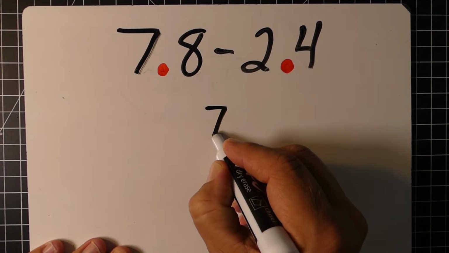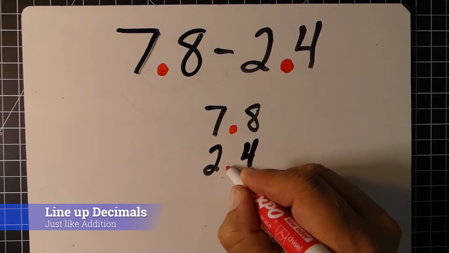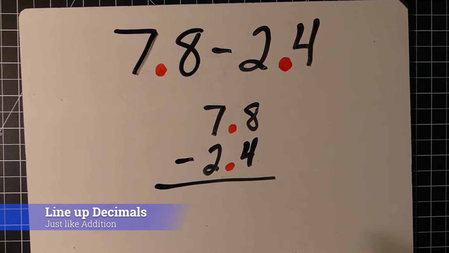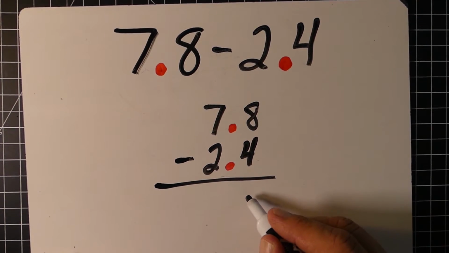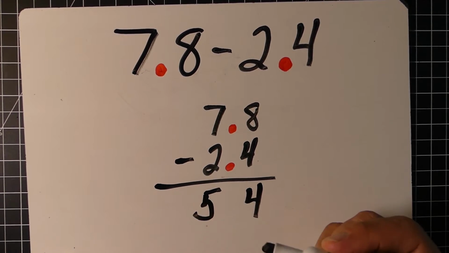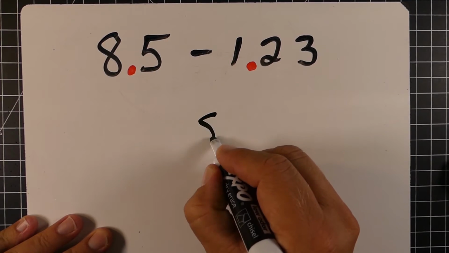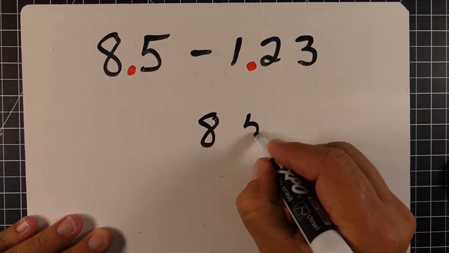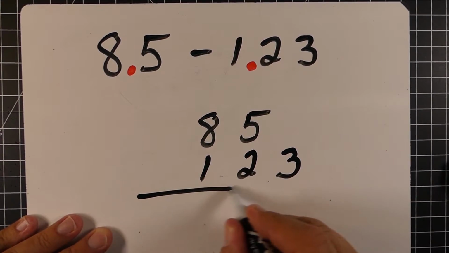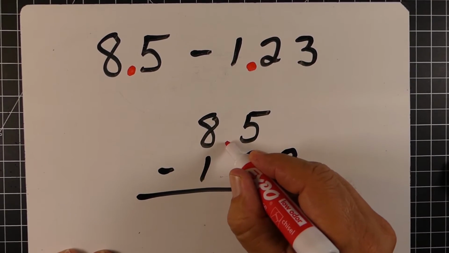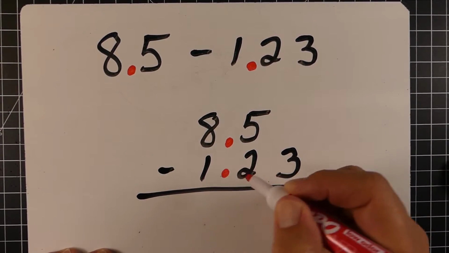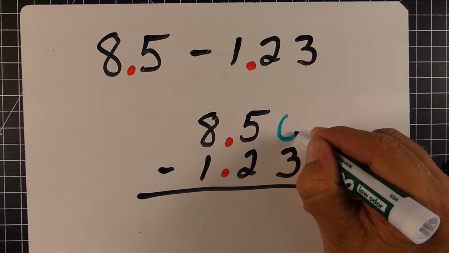Now, subtracting decimals, it's the same thing. Line up those decimals. Once you get them lined up, just subtract and bring the numbers straight down. Now, we get to the next one, it's the same thing. So even though we have a different amount here, we're still lining up the decimals. Now, this is going to bring us to one of the major mistakes I see when people subtract like this.